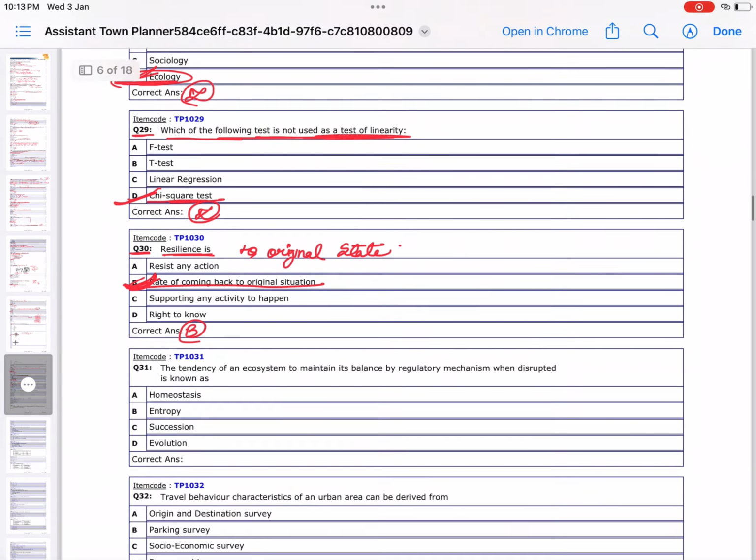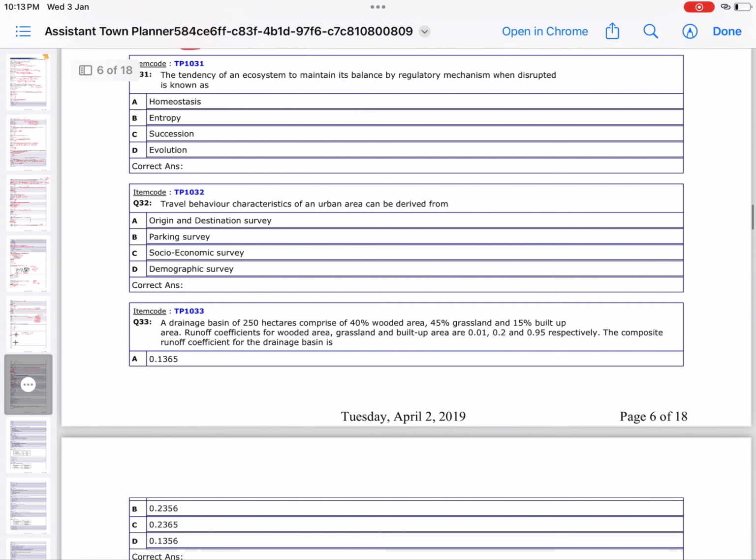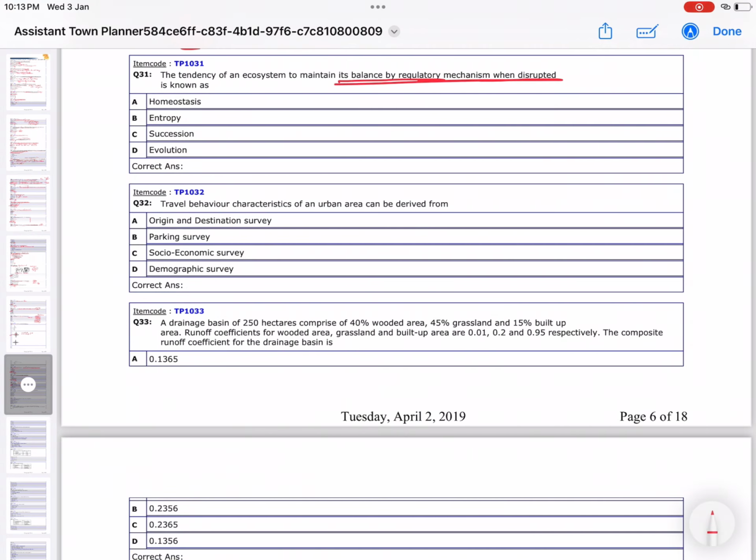Question number 31. The tendency of an ecosystem to maintain its balance by regulatory mechanisms when disrupted is known as homeostasis. Evolution is how an organism will evolve to certain changes.